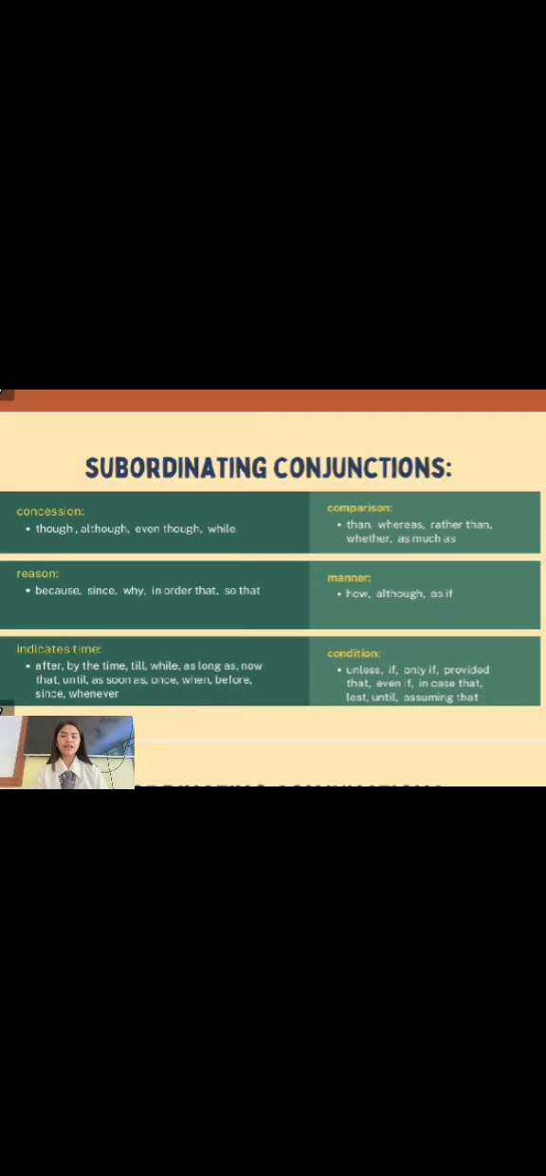Subordinating conjunctions, or subordinators, link the dependent and independent clause. Subordinating conjunctions mostly appear in complex sentences, with adverbs acting as conjunctions placed at the beginning of the clause that precedes the main clause, and a comma is needed. So here are the other examples or types of subordinating conjunctions.